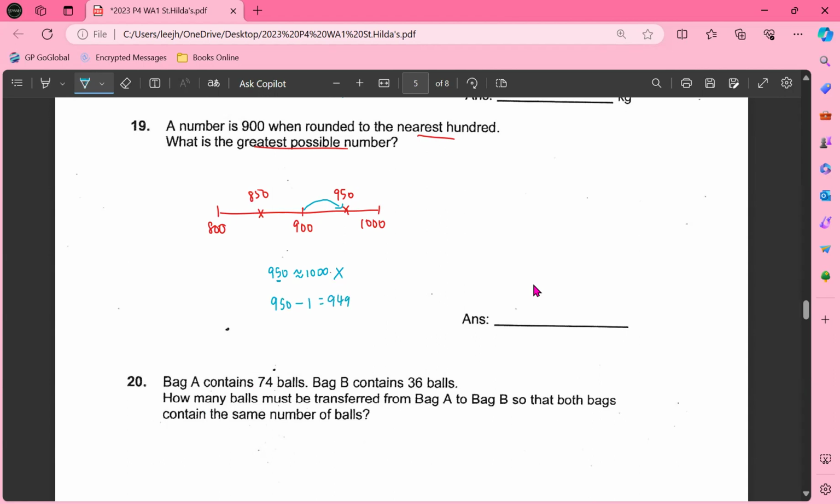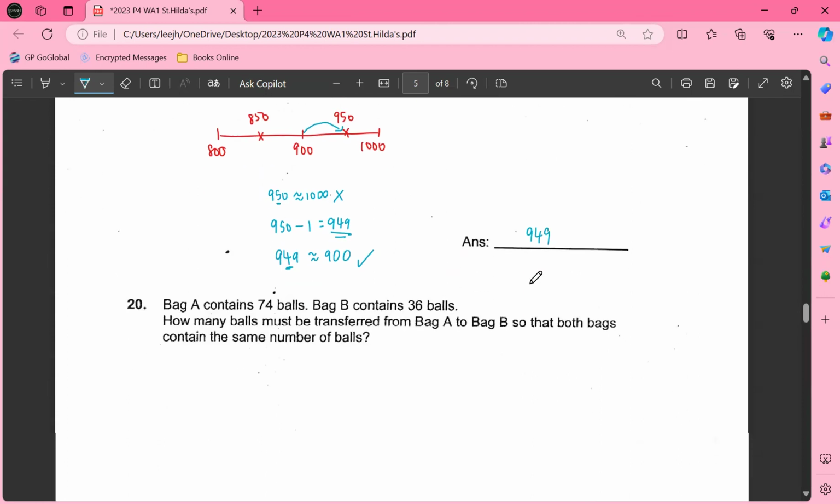949. So this is my answer, because if it's 949, I round to the nearest 100, I look at the tens. Yep, it does make me round back down to 900. So my answer is 949. Okay, none other than 949. 948 also can, but it's not the greatest possible. The greatest possible is 949. Once you hit 950, it will go up to 1,000, which cannot.